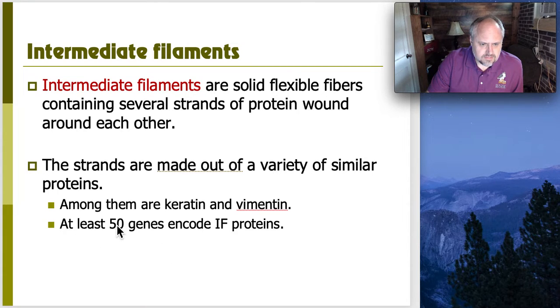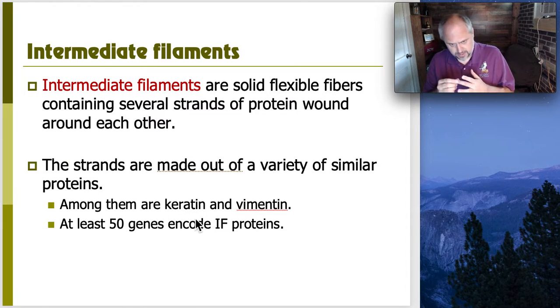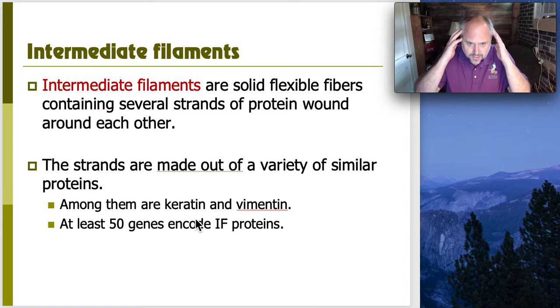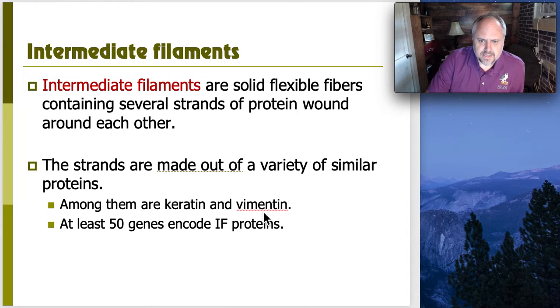Last known, there were at least 50 types of these intermediate filament proteins out there. Some that you have probably heard of before would be keratin for sure. Vimentin would be another one. Keratin you're probably familiar with in the fingernails and the hair, and vimentin would be found in other places in the body in different ways.